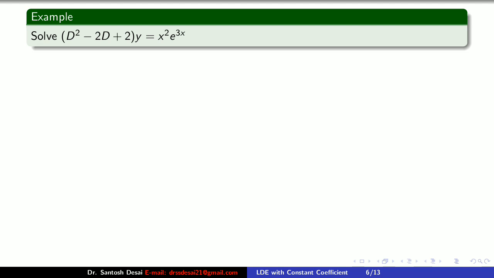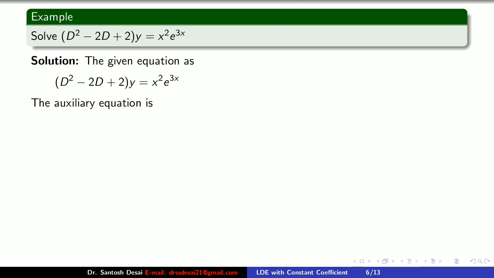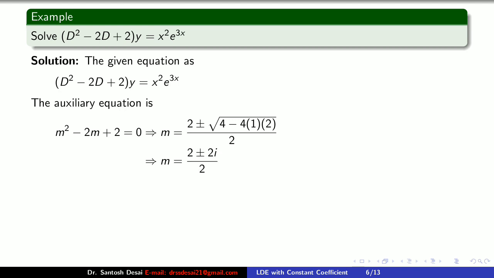For the solution, let us take the given equation, and from it the auxiliary equation is m² − 2m + 2 equal to 0. Again this is a quadratic equation, so we get m equal to 2 plus minus square root of (4 − 4 into 1 into 2) divided by 2. Now simplifying the square root, we get −4, and the square root of −4 is 2i. So m is equal to (2 ± 2i) divided by 2, and this gives 1 ± i.